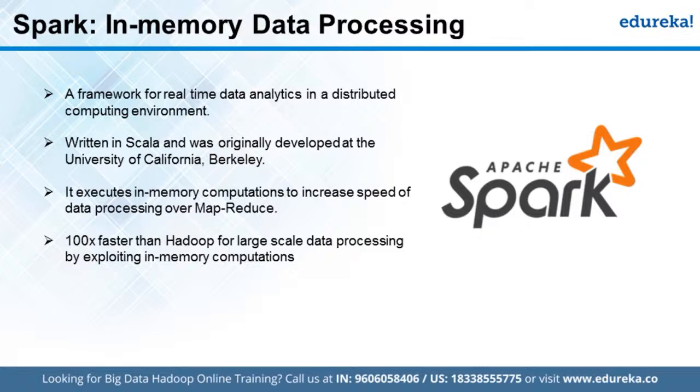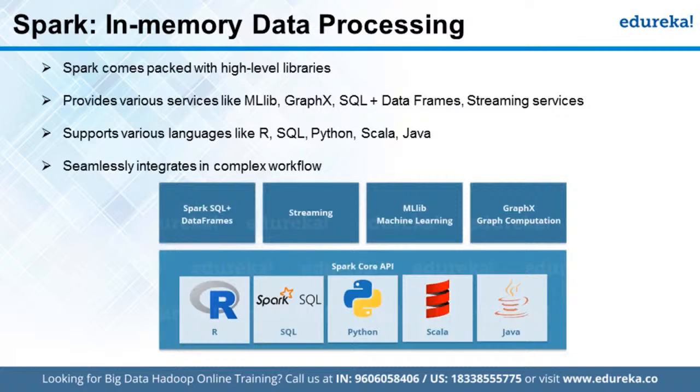As you can see, it's 100 times faster than Hadoop for large scale data processing in memory and 10 times faster than Hadoop on disk. So Spark comes packaged with high level libraries. These are all libraries actually. You need to know how to use this library and how to use that in your code, right? R, SQL, Python, Scala, Java, and so on and so forth.